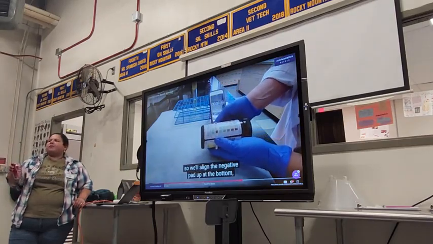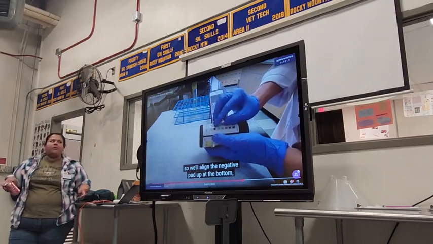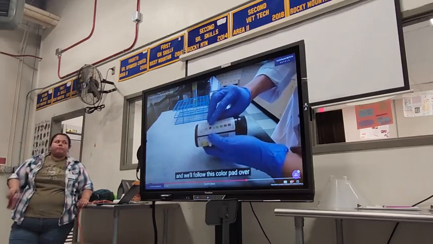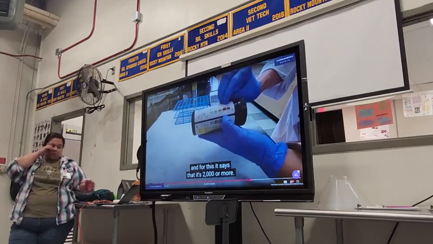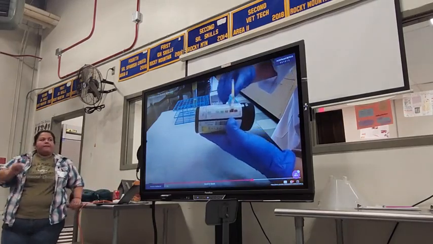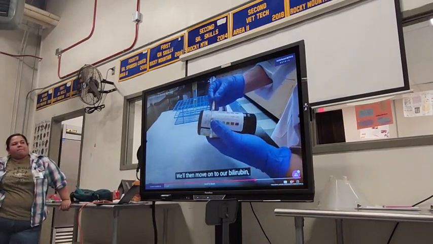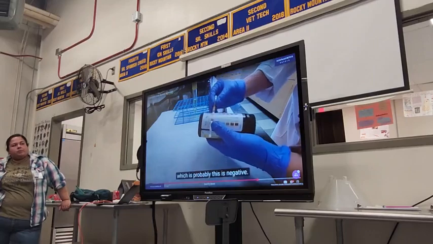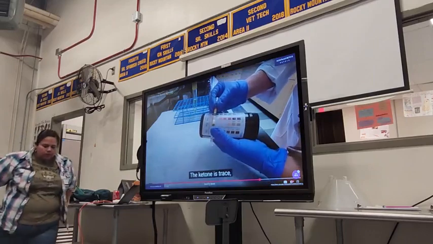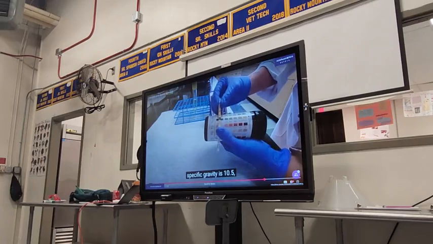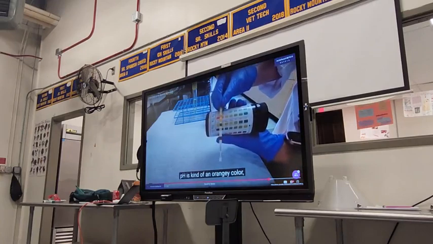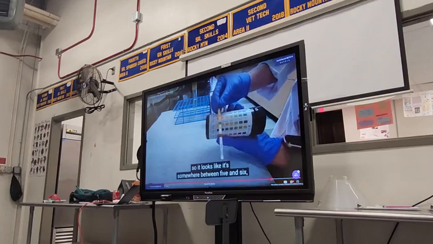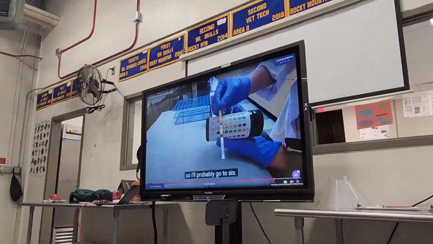So we'll line the negative pad up at the bottom, and we'll follow this color pad over to where the glucose color has changed. And for this, it says that it's 2,000 or more. We'll then move on to our bilirubin, and you can see that there's no color change, which is probably negative. The ketone is trace. Specific gravity is 10.5. Our blood is 0. pH is kind of an orange color, so it looks like it's somewhere between 5 and 6. So I'll probably go to 6.